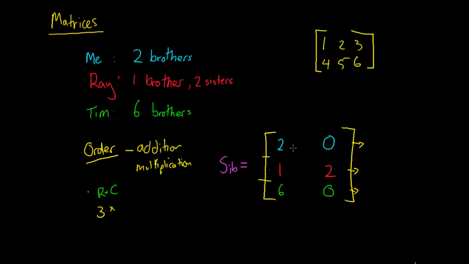and for the number of columns, columns go down this way. So columns go from the top to the bottom. It's going to have 1, 2 columns. So this matrix has 3 rows and 2 columns. If we remember this RC, this is what we call a 3 by 2 matrix that displays the information about the siblings that myself, Ray, and Tim have.